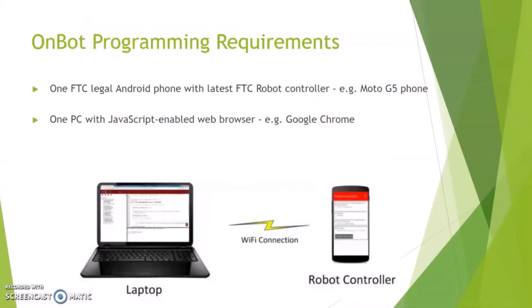OnBot programming requirements. In order to program with OnBot, you need one FTC legal Android phone with the latest FTC robot controller app installed. You will also need one PC with a JavaScript-enabled web browser, for example Google Chrome. But you can enable JavaScript in almost any browser.